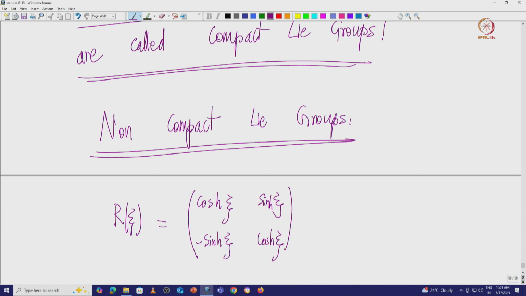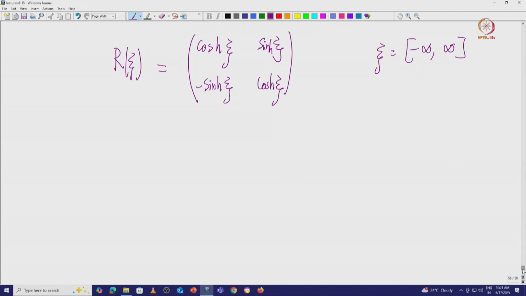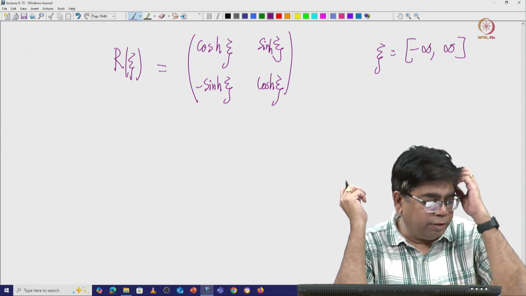Is this physically relevant somewhere? Now xi has a domain from minus infinity to plus infinity, because hyperbolic angles are completely defined in such a way. Okay, the domain of xi is minus infinity to plus infinity. Now is there any place where this xi appears in nature? Where does xi appear in nature? Xi appears in a place which we know pretty well.